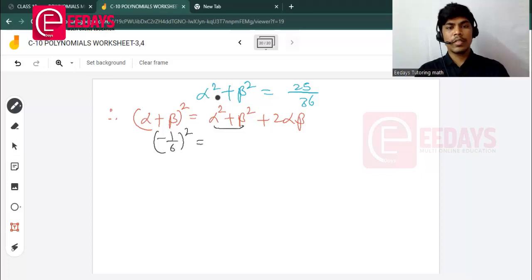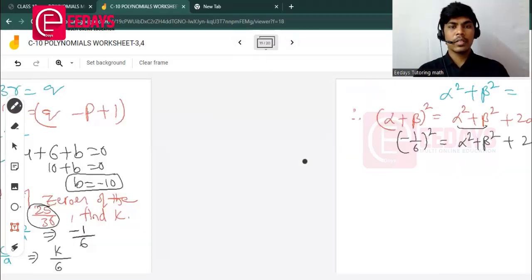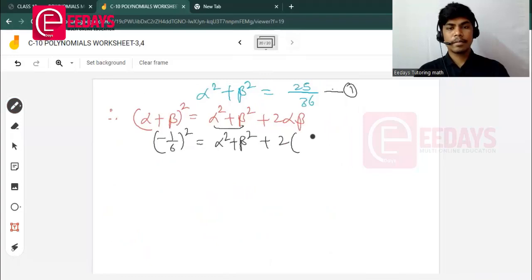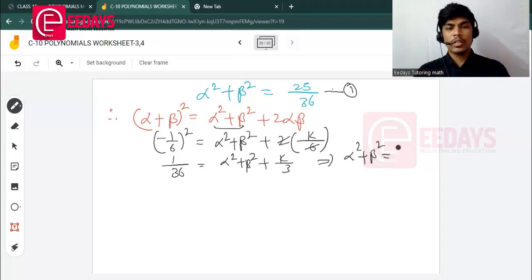Alpha square plus beta square, this is what we need to find. So I can keep it like this. Alpha beta value is k by 6. Minus 1 by 6 whole square is nothing but 1 by 36. Alpha square plus beta square, plus k by 3 we get. So alpha square plus beta square is equal to 1 by 36 minus k by 3. I'm writing here. This is what I get.